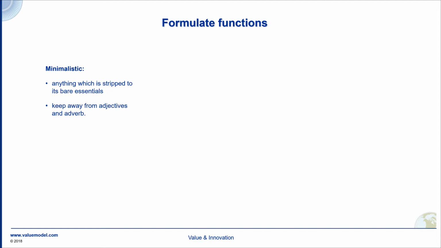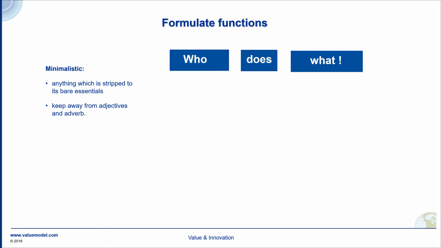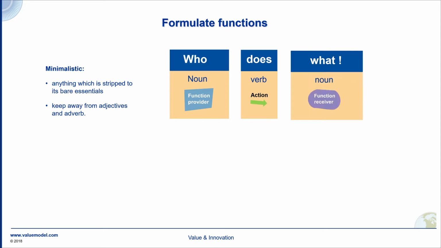To get sharp in the functional domain, functions must be formulated using a minimalistic syntax. Fuzzy language is okay in the customer domain, but now we are taking the first step away from the fuzzy language on our journey to the concrete technical language. Functions have three parts: who, does, what. The who is the functional provider and always a noun. The does is the action and always an active verb. The what is the function receiver and always a noun.